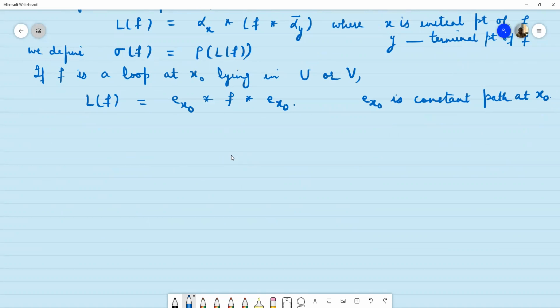So what is rho of L_f? Now rho of L_f is rho of e_x0 star f star e_x0, but e_x0 is the identity element of the fundamental group, so it is just equal to rho of f. So it means sigma is just an extension of rho. Now we prove that it satisfies the conditions.